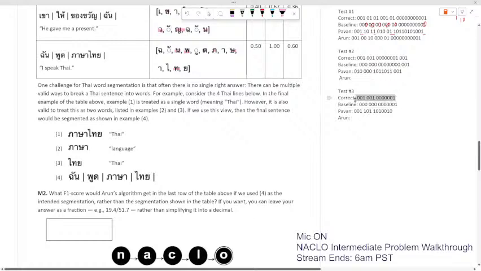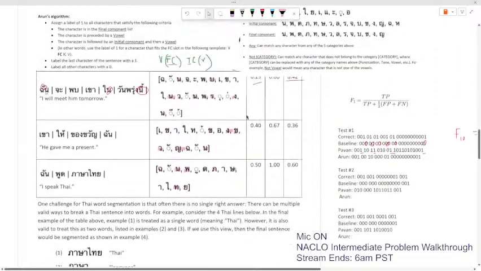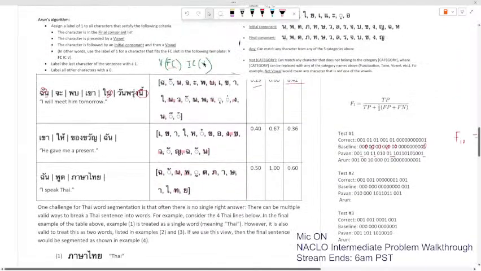So we're modifying the correct segmentation to be 0, 0, 1, 0, 0, 1. And then let's delete this last part and just say 0, 0, 0, 1, space 0, 0, 1. So that's the new correct one. We're gonna do Arun's algorithm. He's at the top. Okay, V, F, C, I, C, V. Okay. So Arun here.